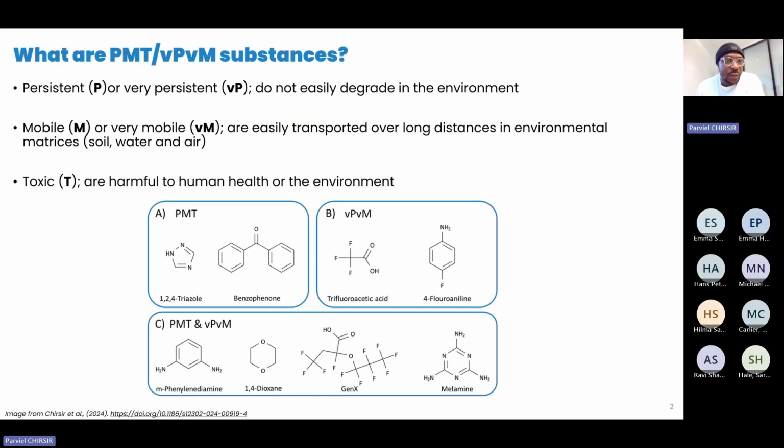So what are PMT, vPvM substances? These are substances that do not easily degrade in the environment. These are substances that are also easily transported over long distances in environmental matrices, and they are harmful to human health and the environment. So here are examples of PMT compounds, vPvM compounds, and PMT-vPvM compounds.